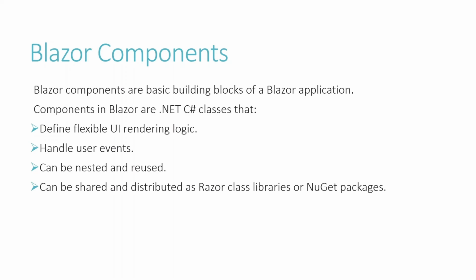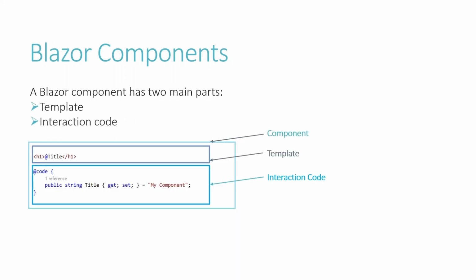Razor is a syntax for combining HTML markup with C# code designed for developer productivity. It allows you to switch between HTML markup and C# in the same file. A Blazor component has two main parts, a template and interaction code. The template uses standard web technologies such as HTML and CSS. The interaction code is implemented in C#.